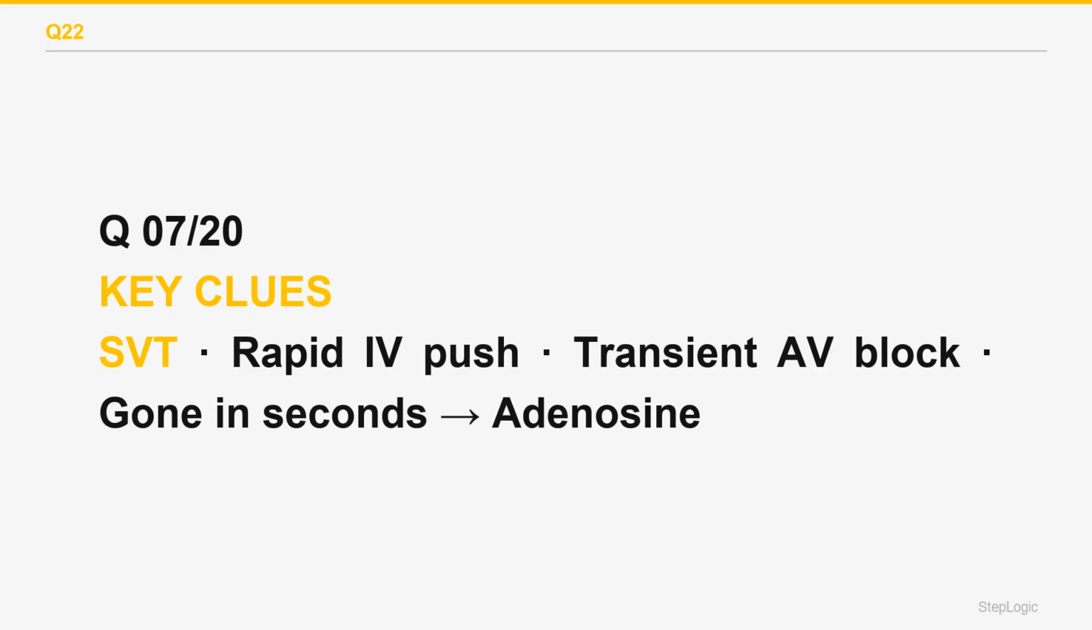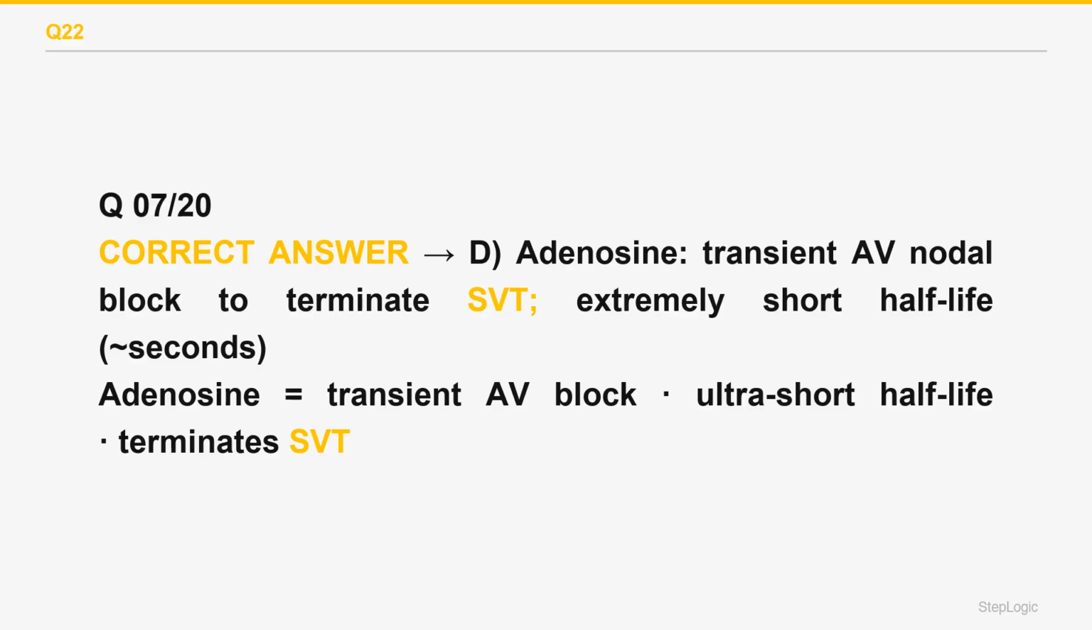Adenosine activates potassium channels and inhibits calcium influx in nodal tissue, hyperpolarizing the cells and markedly slowing or briefly blocking conduction through the AV node. Since most PSVT involves a reentry circuit through the AV node, this transient block interrupts the circuit and terminates the arrhythmia, restoring sinus rhythm. The correct answer is D.